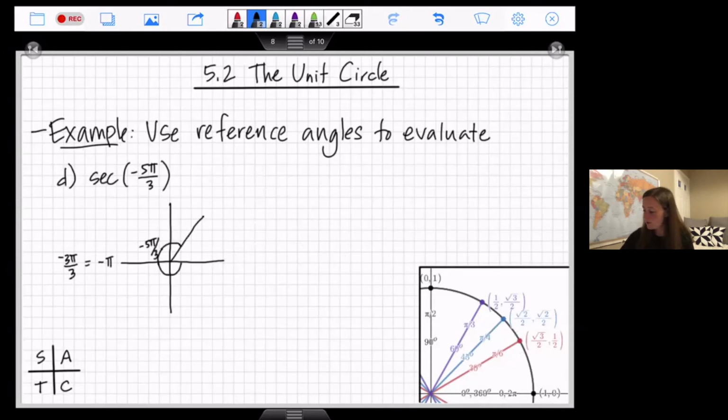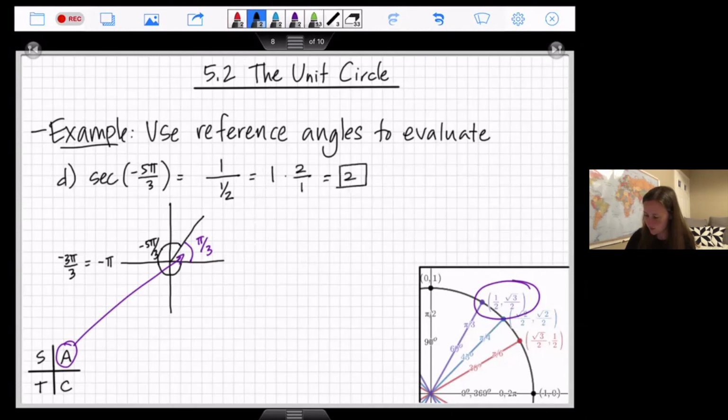I had one more pi over 3 angle left in order to get to a full circle. So that's my reference angle. Tells me that I have that terminal point to look at. I'm looking for the secant. That's 1 over the cosine, right? So we're going to do 1 over cosine. Cosine is the x coordinate. And let's see, my angle landed me in the first quadrant, right? So that means I'm going to have a positive value for cosine, positive value for secant. Let's do 1 times, keep, change, flip, and I get a positive 2.